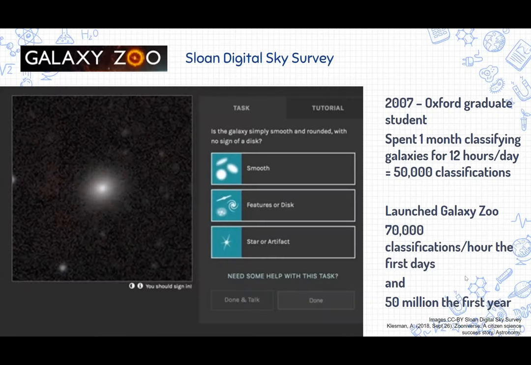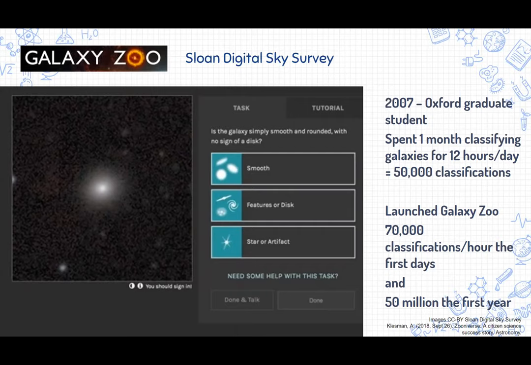So instead of subjecting one person to such a huge task, he thought, what if this could be distributed to volunteers? So in 2007, Lintott developed Galaxy Zoo and called upon volunteers to look at digital images of galaxies and classify them as spirals, ellipticals, or mergers. When Galaxy Zoo launched, participants classified 70,000 galaxies in the first hour.